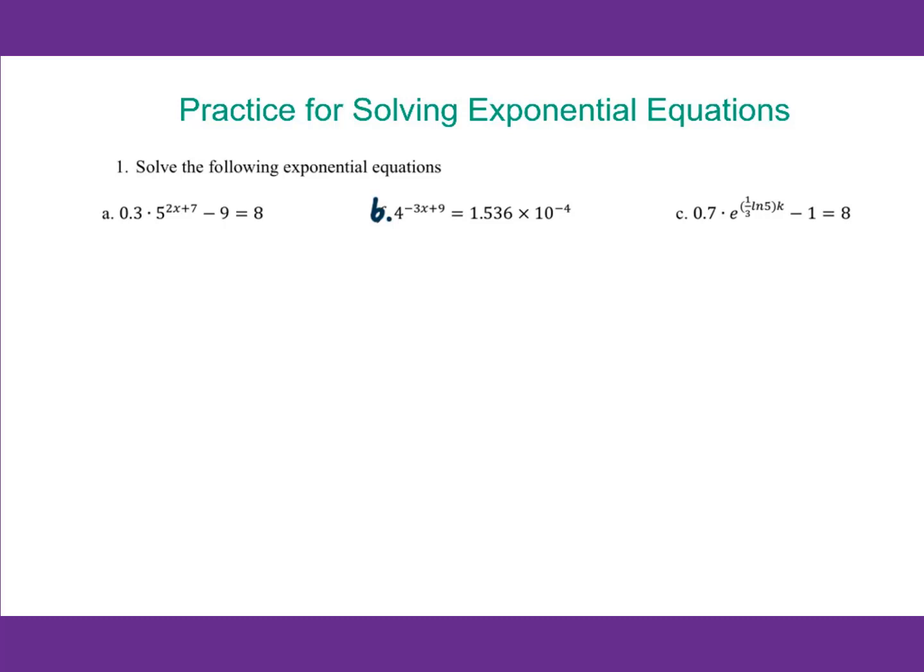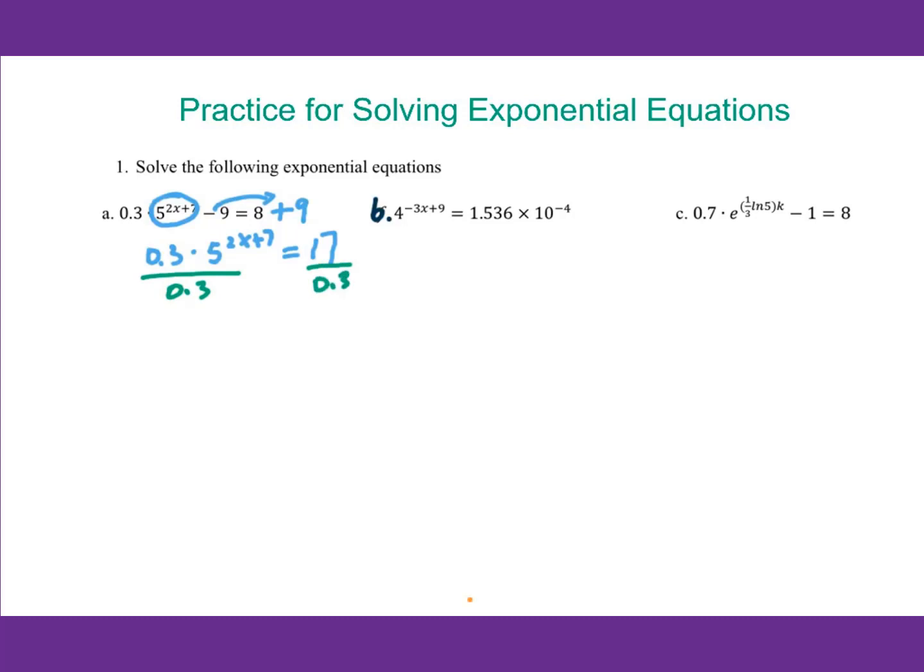Today's lesson is about practice for solving exponential equations. For number A, first of all, you need to isolate the exponential form on one side. So we add 9 first. You got 0.3 times 5^(2x+7) equals 17. Then we divide by 0.3 on both sides.